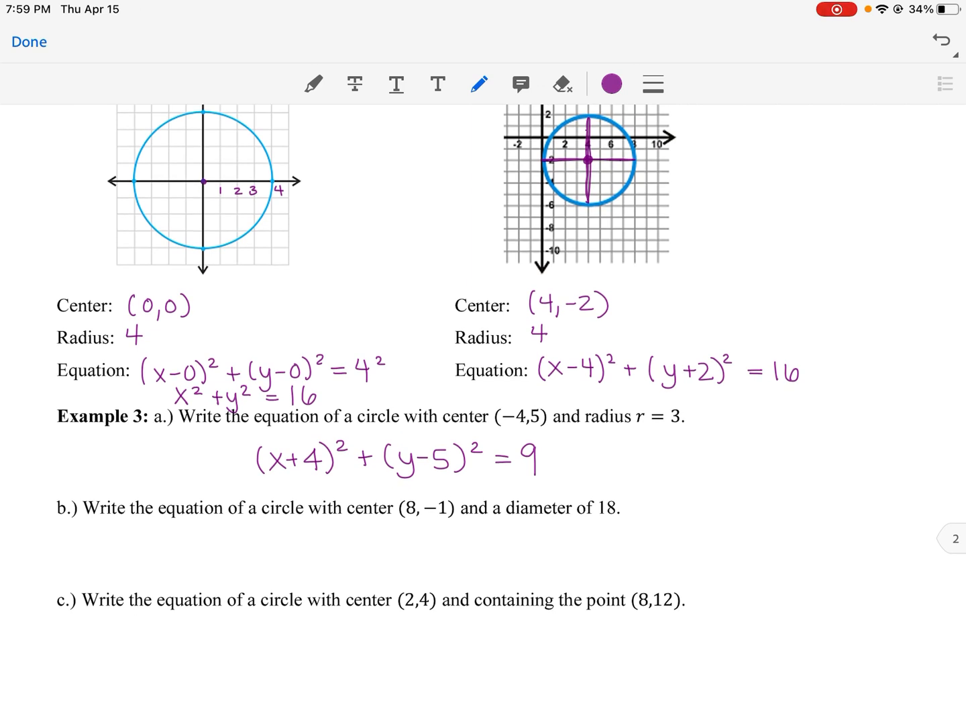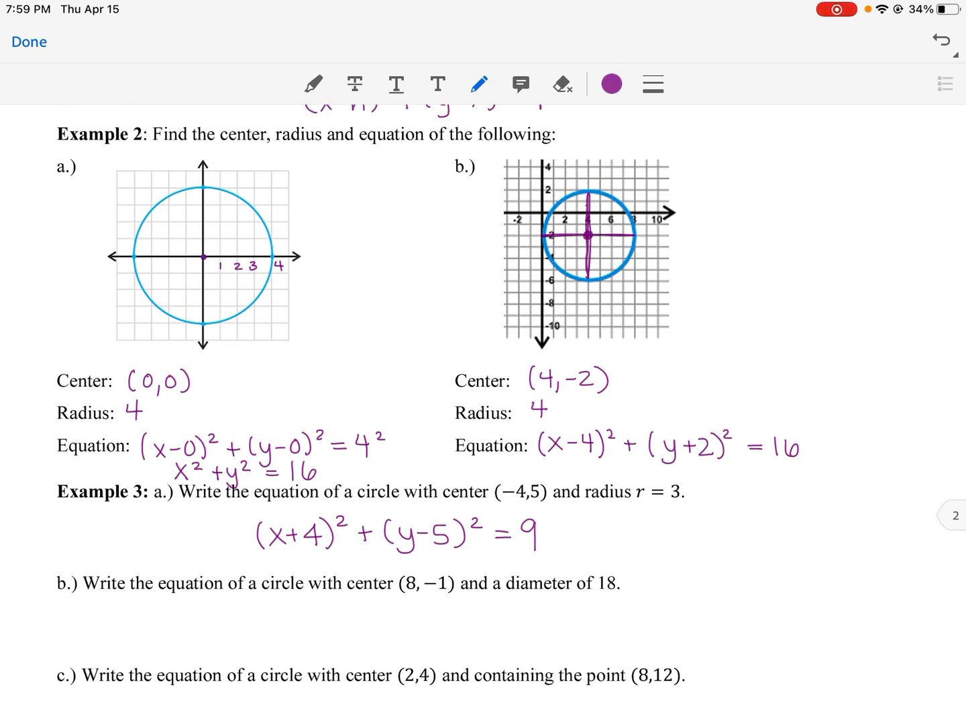We got the center of 8, negative 1, and be careful, a diameter of 18. So remember here, if you've got a diameter of 18, your radius is half of that. So our radius here is 9. Okay, so the equation of our circle, x minus 8 squared plus y plus 1 squared equals 9 squared, which is equal to 81.